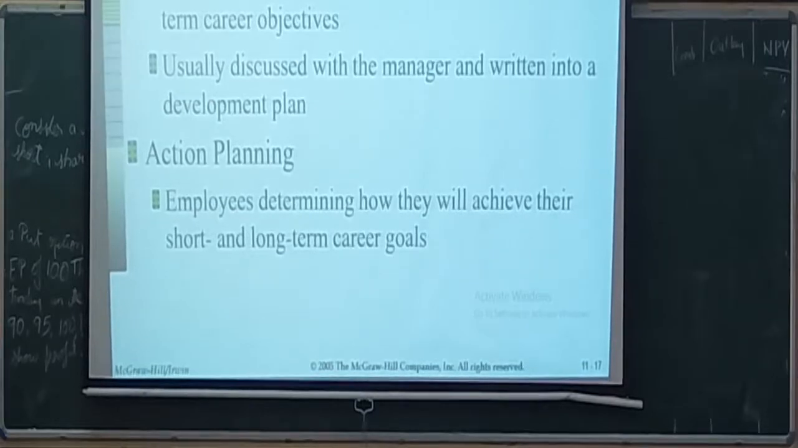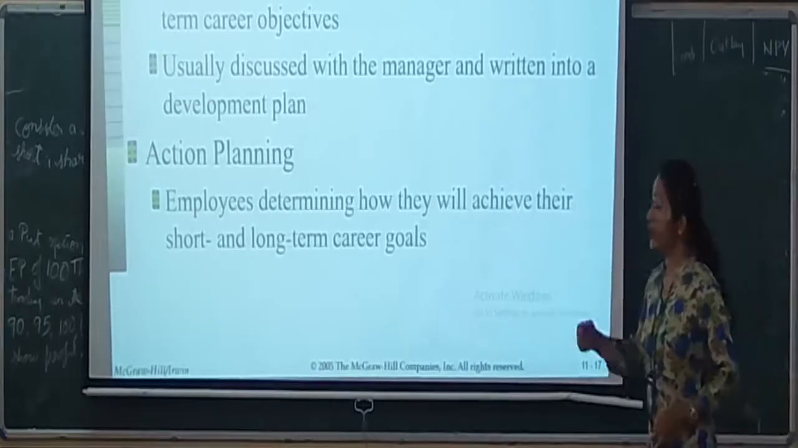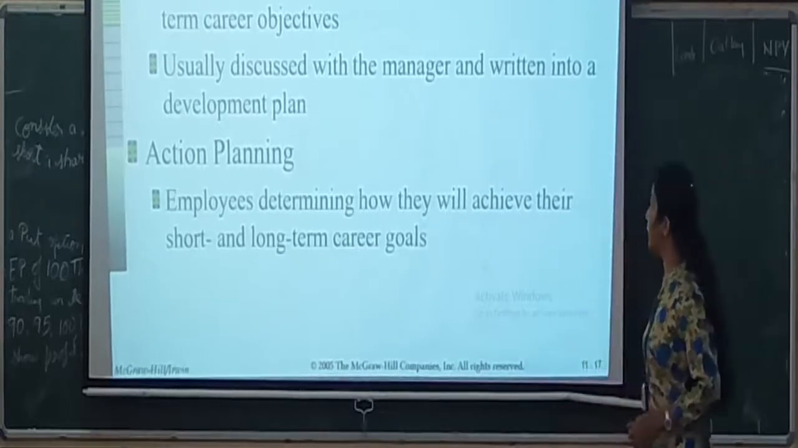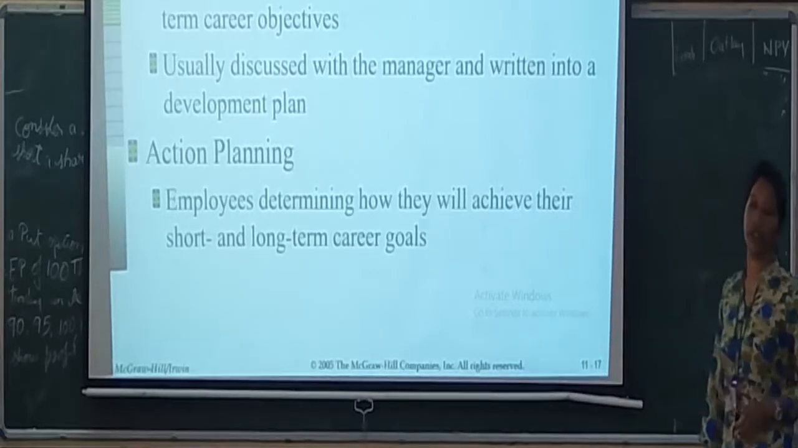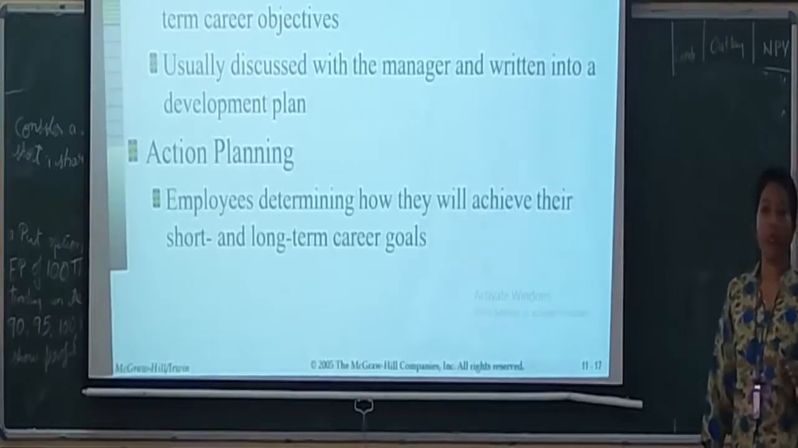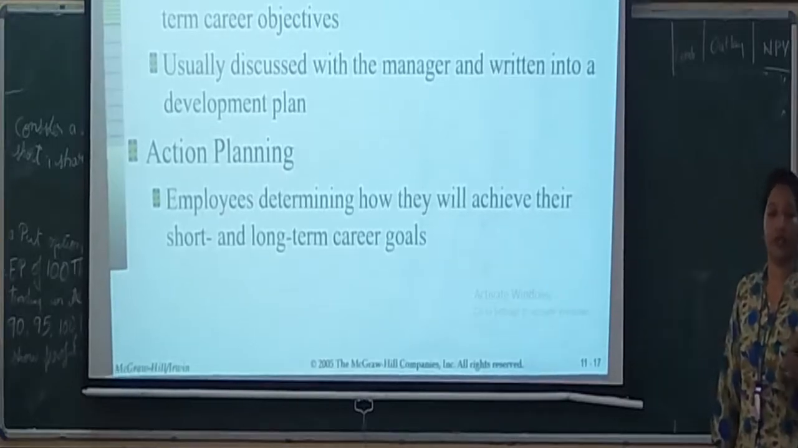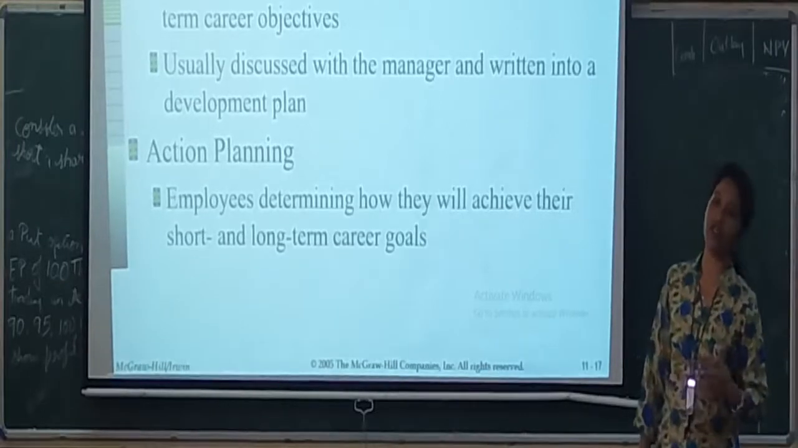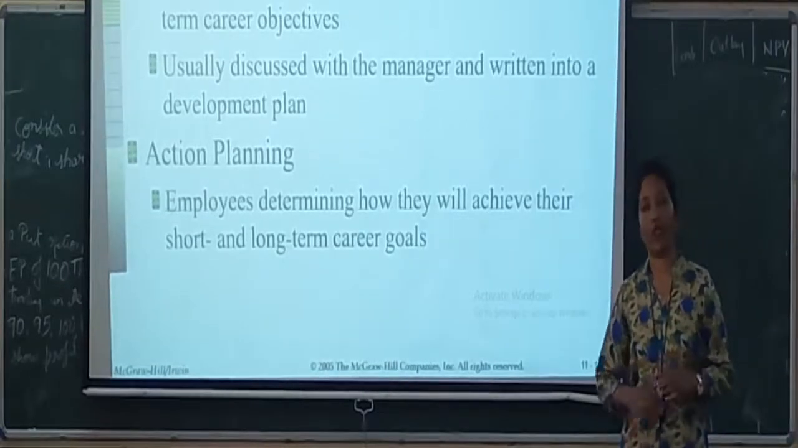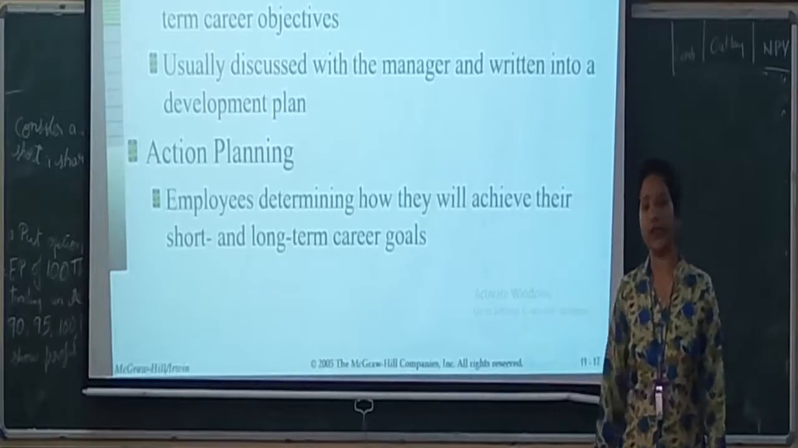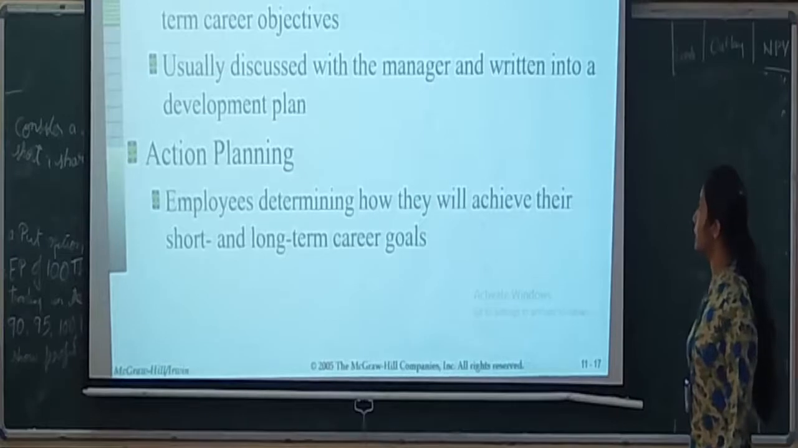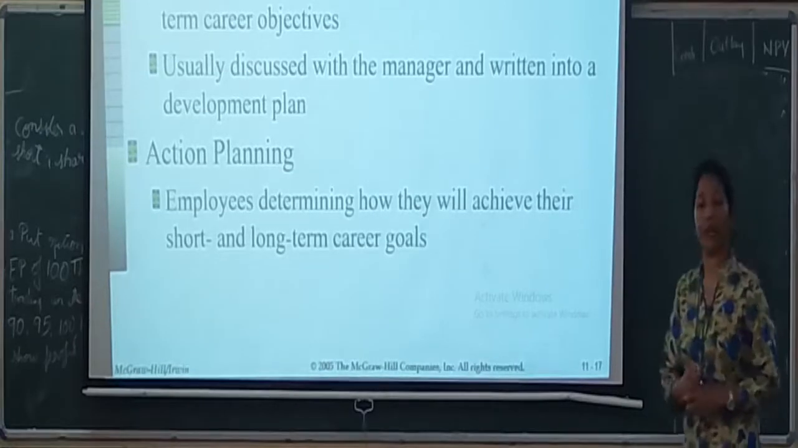Once you do a reality check of what is required, you need to set goals. This is the process of employees developing short-term and long-term career objectives. What is your short-term objective and what is your long-term objective? Like we discussed, short-term objectives are objectives which could be achieved in 3 to 5 years. Long-term, at least 10 years. You set those objectives, usually discussed with the manager, and written into a development plan.